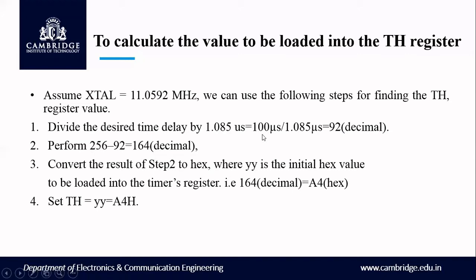So it is very simple. Whatever delay you want to generate, you need to know the timer time period. If you divide the delay by it, you get the number of counts. Subtract that from 256, then convert the resulting value into hexadecimal and load it into TH.